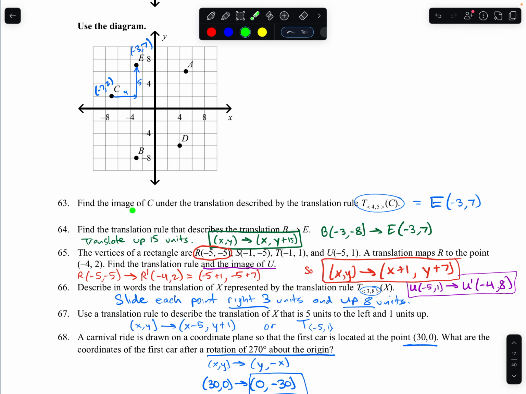For 63, find the image of C when we translate it 4 units to the right and 5 units up. So start at C, go 4 units to the right, 5 units up. Again, it's scaled by 2s. We'd be on point E. Number 64, how can we translate point B to point E? Well, they have the same x-coordinate of -3, so we don't need to move left or right. We just need to move up. If you count it, that's 2, 4, 6, 8, 10, 12, 14, 15. We have to go up 15 units, so that's why we have this rule here.